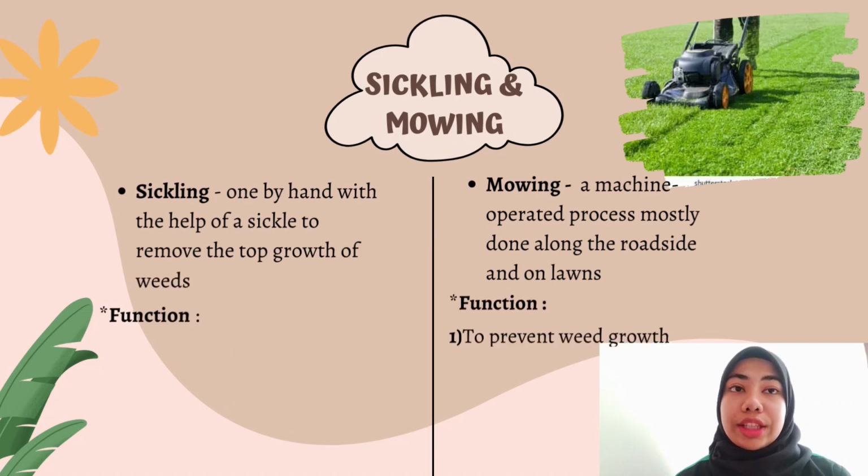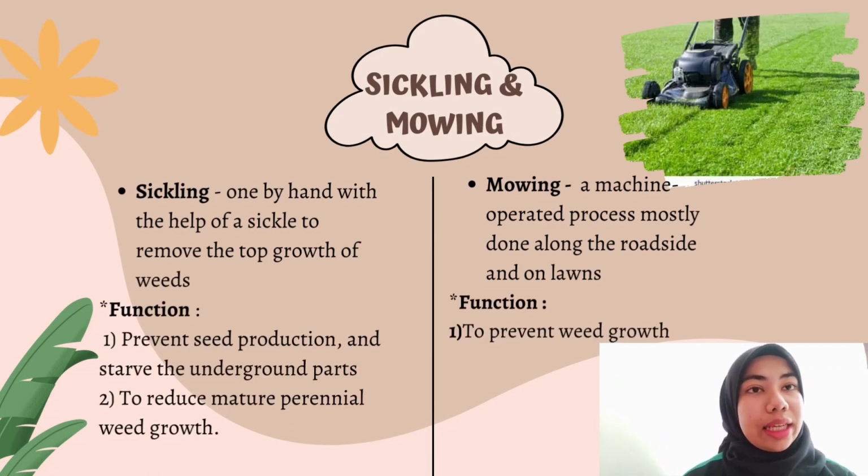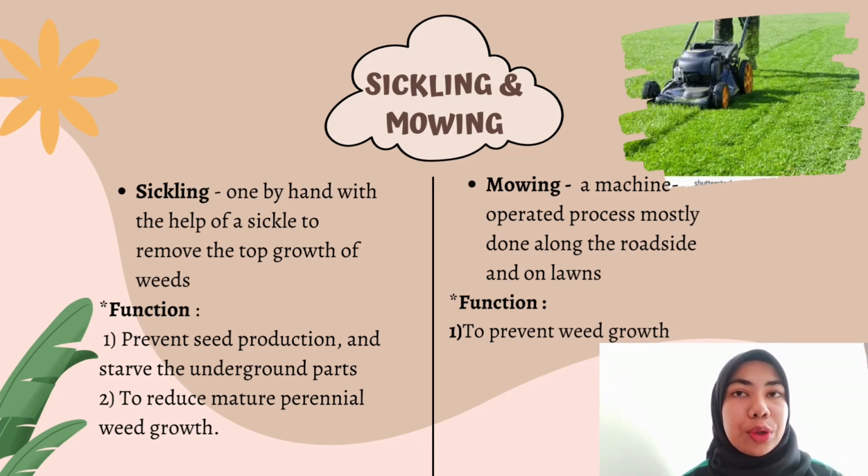The third activity in mechanical control is sickling and mowing. Sickling is done by hand with the help of a sickle to remove the top growth of weeds. The function of sickling is to prevent seed production and starve the underground parts. Other than that, sickling functions to reduce mature perennial weed growth. Mowing is a machine-operated process mostly done along the roadside and on lawns. The function of mowing is to prevent weed growth.